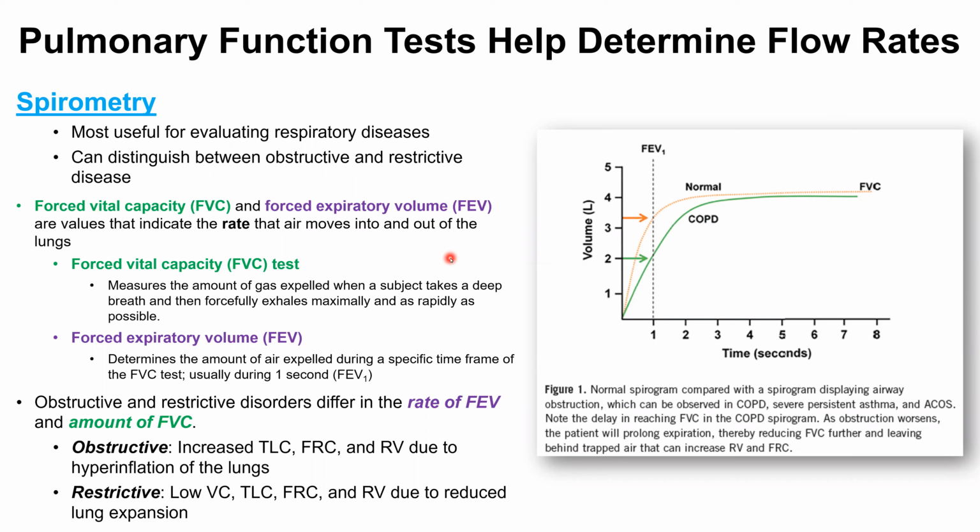And these are going to be values that do indicate the rate that air is moving into and out of the lungs. So let's first talk about forced vital capacity, or FVC. This measures the amount of gas that is expelled or exhaled when a subject takes a deep breath and then forcefully exhales maximally as quickly as they can. So you have your patient take a deep breath in, and then you're like, blow out every single ounce of air that you possibly can as quickly as you can.